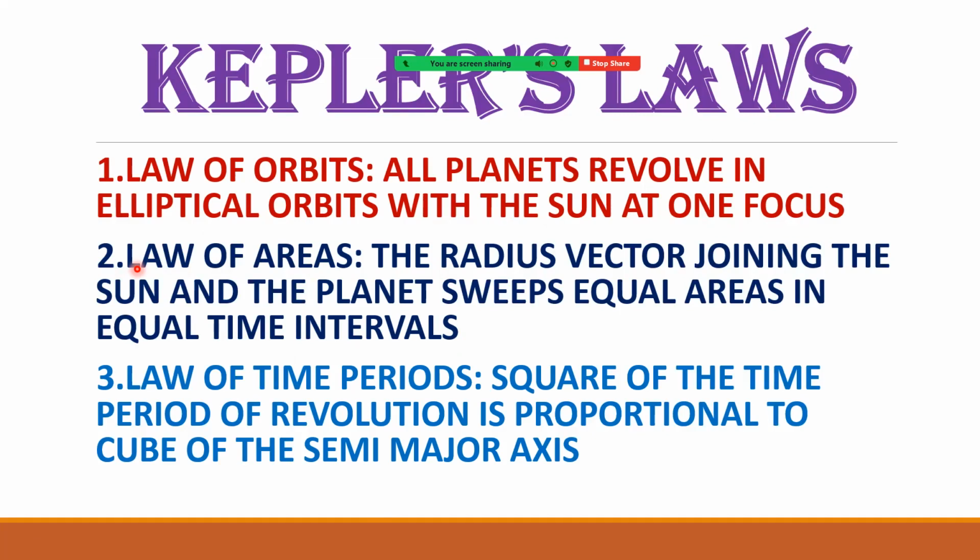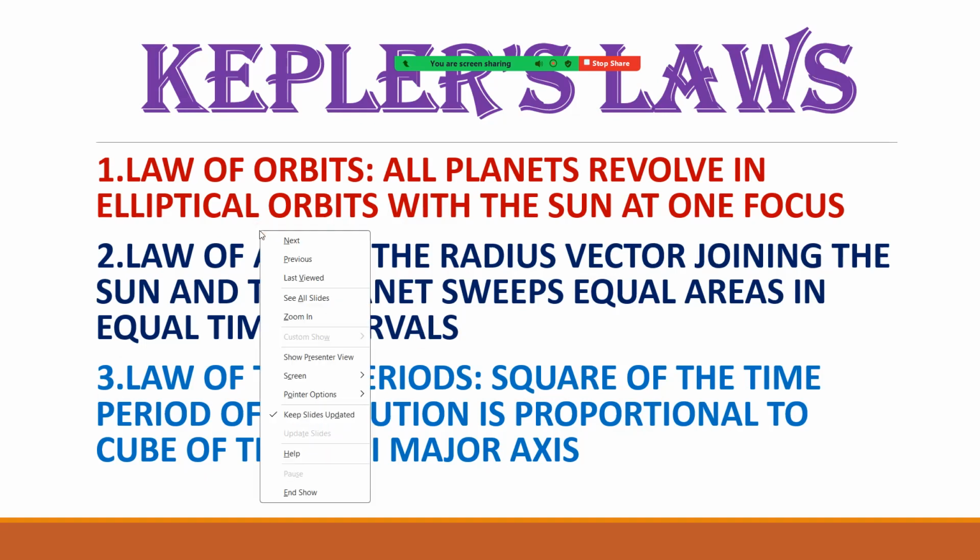The second one is known as the law of areas. The radius vector joining the sun and the planet sweeps equal areas in equal time intervals. And the third one is known as the law of time periods. It says the square of the time period of revolution is proportional to the cube of the semi-major axis. Let us see in detail.